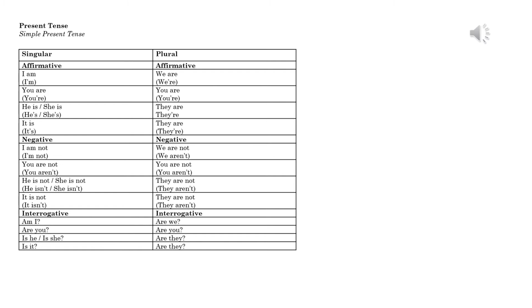Negative. I am not, I'm not. You are not, you aren't. He is not, she is not. He isn't, she isn't. It is not, it isn't. We are not, we aren't. You are not, you aren't. They are not, they aren't.